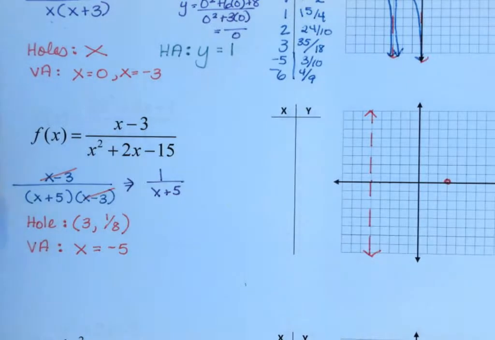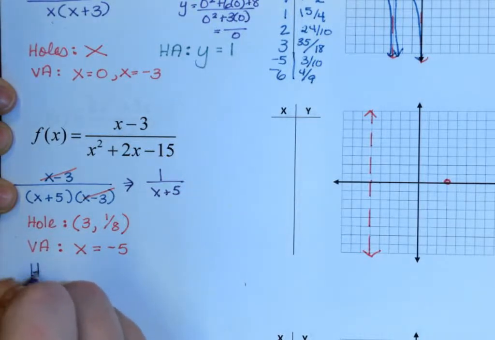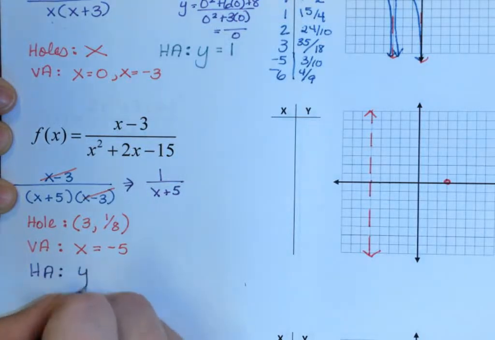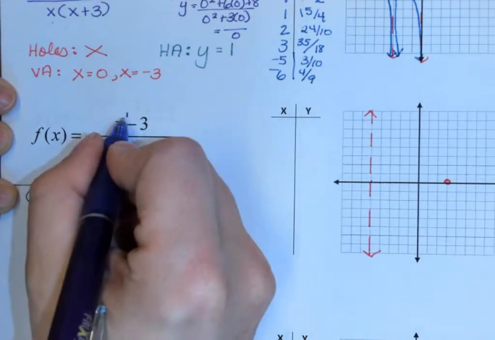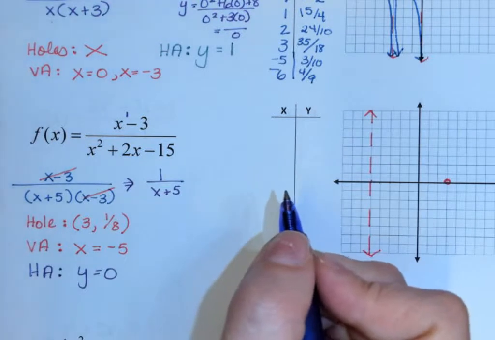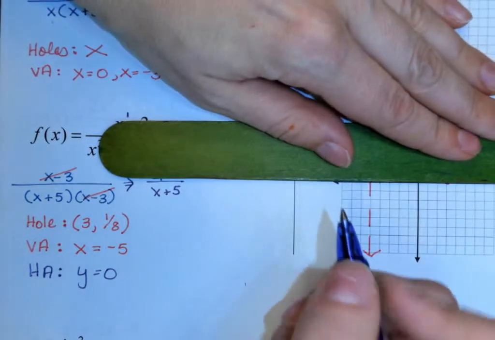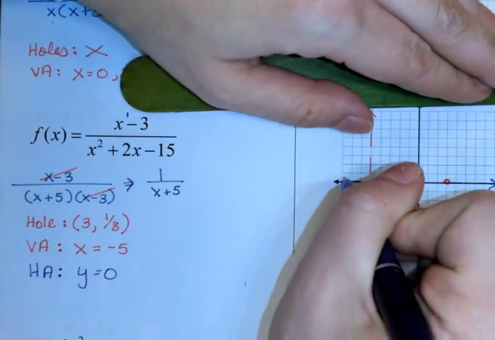All right, I can look at my simplified version. What else do I need to figure out? Is there a horizontal asymptote? Where is my horizontal asymptote? Why is it 0? Because 1 is less than 2. When the top is less than the bottom, your horizontal asymptote is automatically going to be at y equals 0. But you're not going to see that line when I draw on the map.